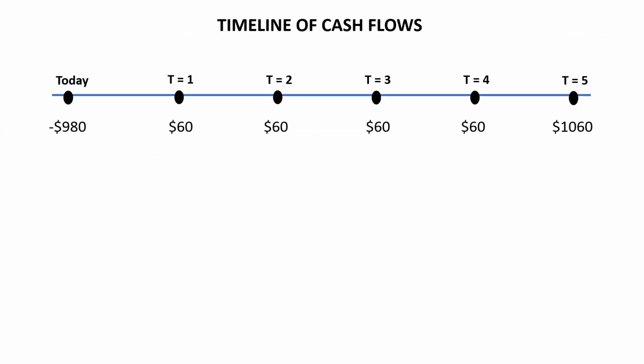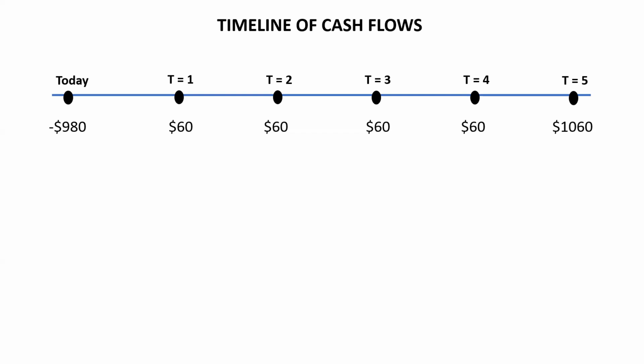So here is a timeline of the cash flow. Today we are going to invest 980 in this bond. At the end of year 1, T is equal to 1, we are going to receive 60. And at the end of years 2, 3, 4, and 5, we are also going to receive 60. At the end of 5 years, the company is also going to give us back the par value of 1000. So the T5 cash flow is 1060.